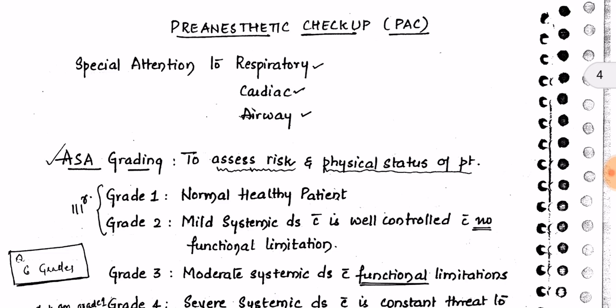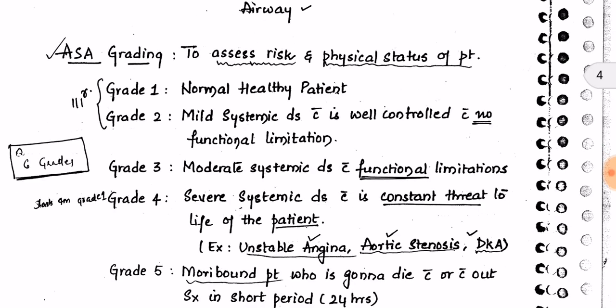We'll be discussing grade 1 first. This is basically a normal, healthy patient. So if a person is a normal, healthy patient, you'll categorize him as grade 1. Now, grade 2, the person has a mild systemic disease, right? But that mild disease is well controlled. There is no functional limitation in case of grade 2. So still the person is fine. That means there is no risk in giving anesthetic to the patient over here.